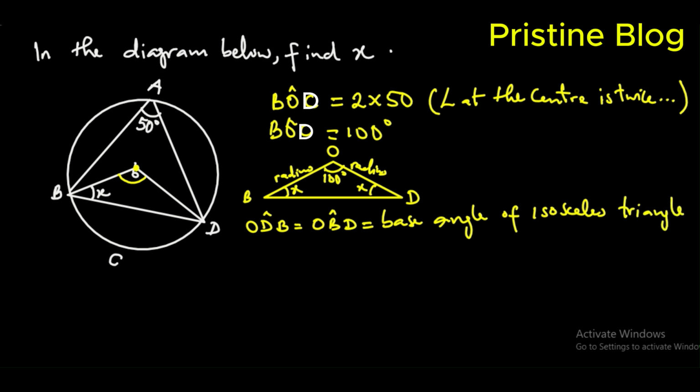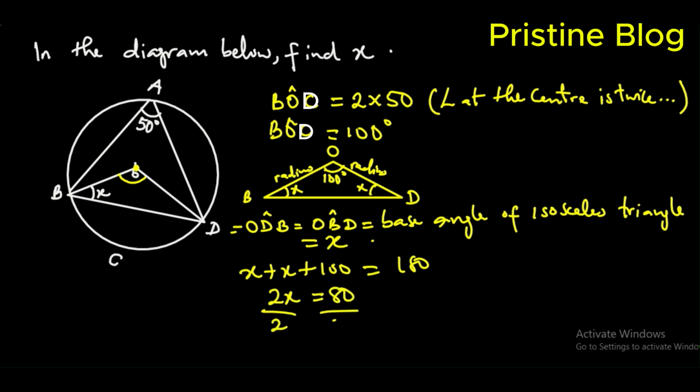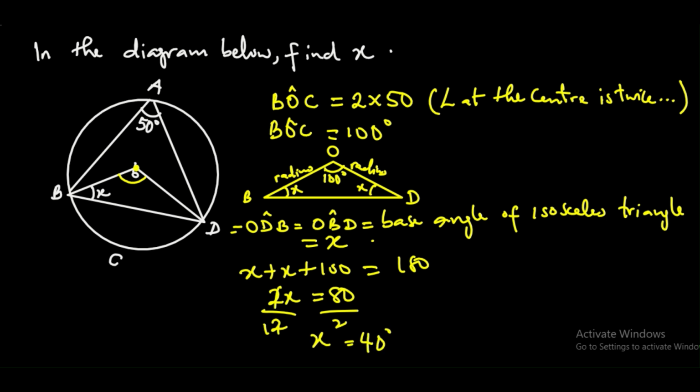Okay, now having done that, we add everything together with 100. So x plus x plus 100 is equal to 180 degrees. 2x is equal to 180 minus 100, which is 80. So we have x to be equal to 40 degrees.